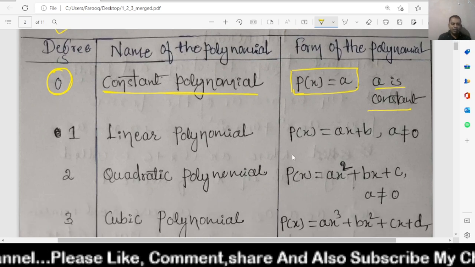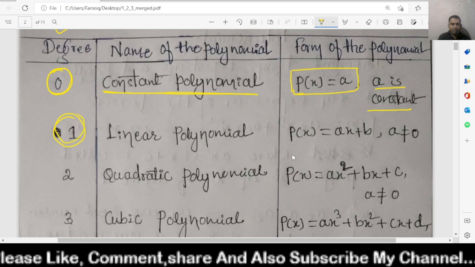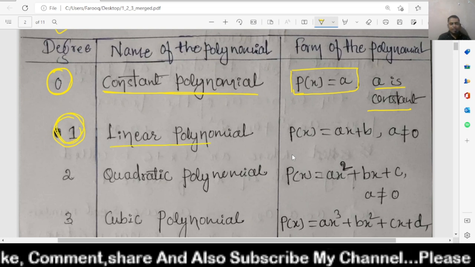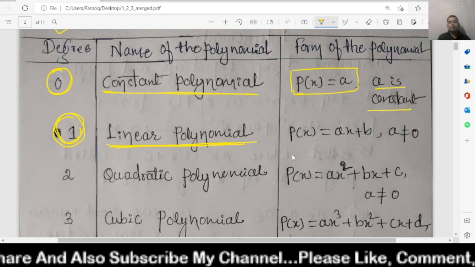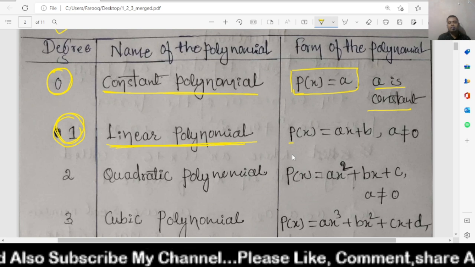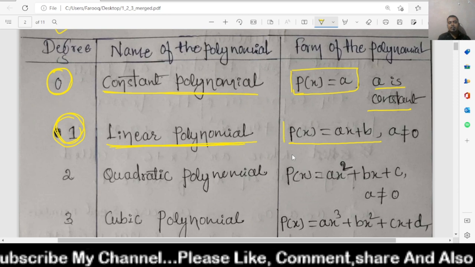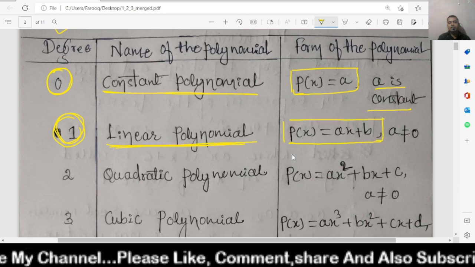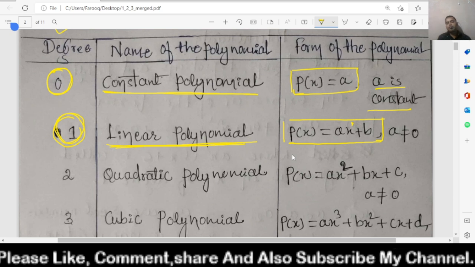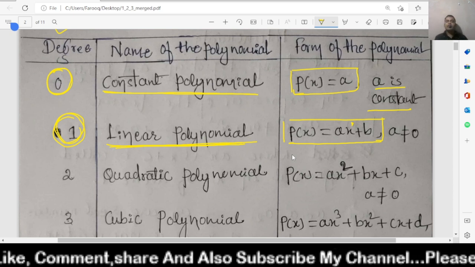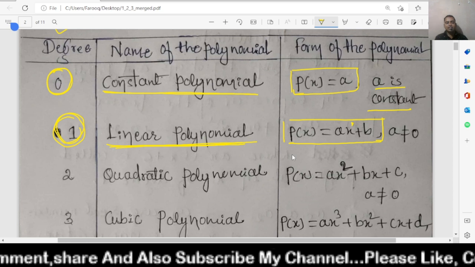And the second one. If the degree of the polynomial is 1, then the polynomial is called a linear polynomial. The general form of the linear polynomial is p of x is equal to ax plus b. See here, the power of x is 1. If nothing is written, the power of the variable is 1, where a and b are real numbers.